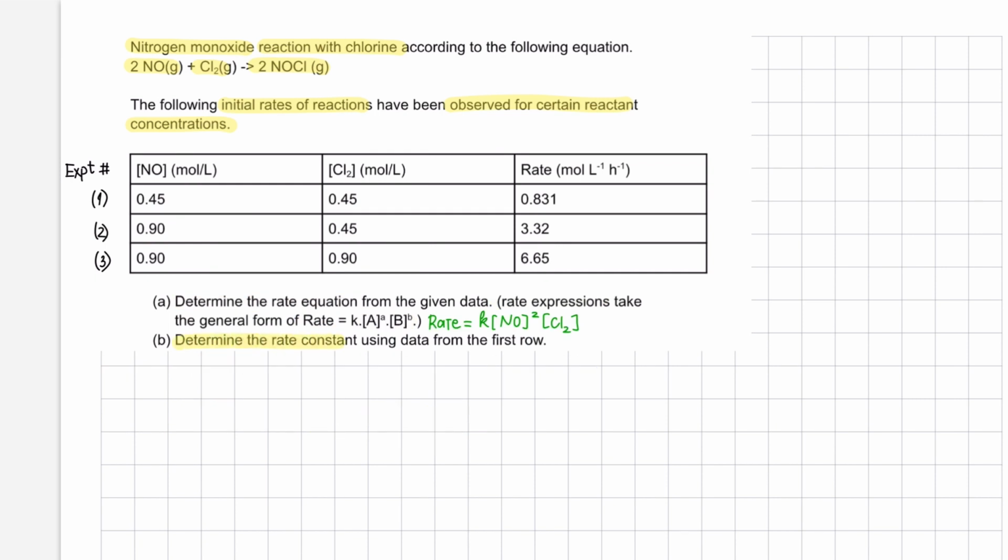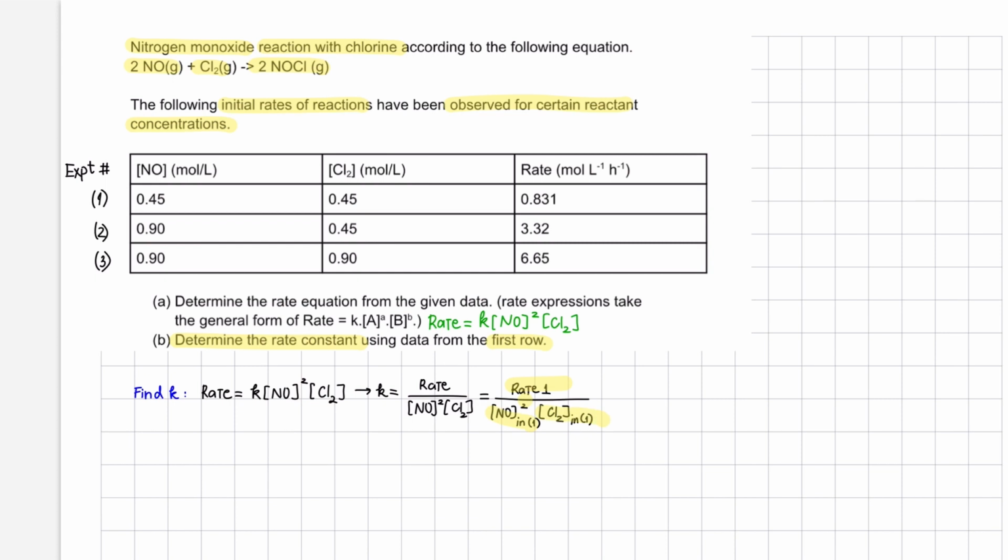Part B asks us to determine the rate constant using data from the first row of the table. That means we have to find K. To find K, let's look back at the rate equation that we derived in part A. The rate equation for this reaction is rate equals K times concentration of NO to the power of 2 times concentration of Cl2 to the power of 1. If we rearrange this, we have K equals rate divided by concentration of NO to the power of 2 times concentration of Cl2. Here they ask us to use data from the first row, so we use the rate of experiment 1 divided by concentration of NO in experiment 1 to the power of 2 times concentration of Cl2 in experiment 1.